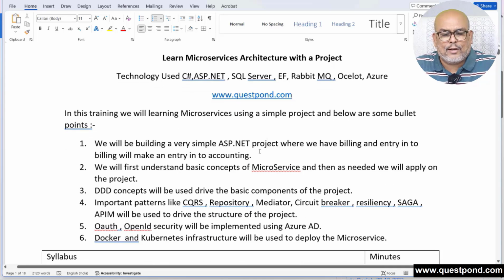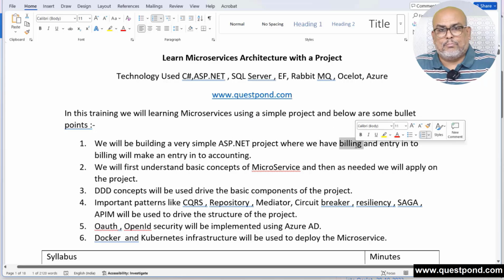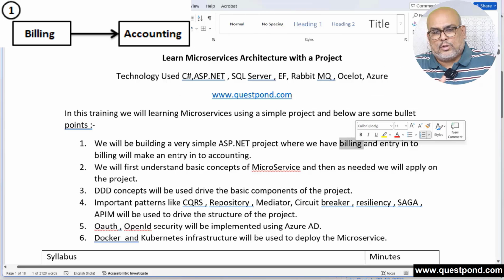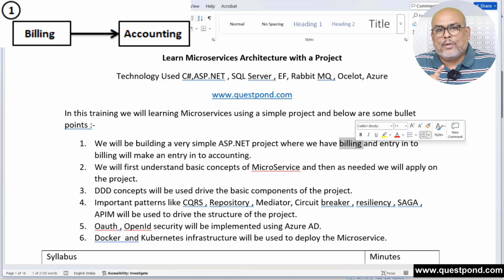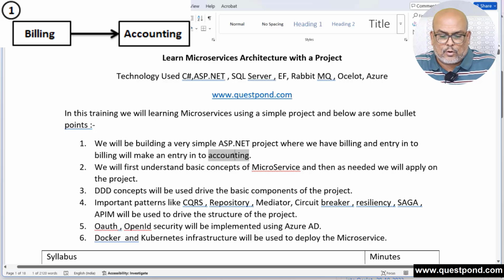The way I'm planning this whole lecture is by using a project. I'll be building a very simple ASP.NET project which will have a billing domain in the billing bounded context. When you put in data in the billing bounded context, it will make an entry into the accounting bounded context, and the accounting application will make a debit and a credit. I'll talk about that in the class also.